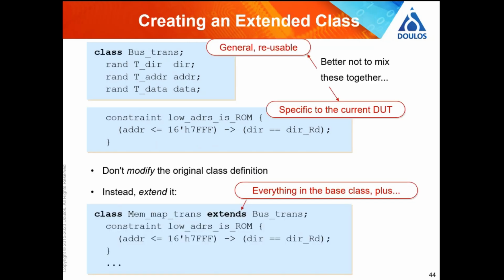And I think the final slide on SystemVerilog itself, the next thing you would do, object-oriented programming gives you what's called inheritance, where instead of adding that constraint to the original class, you take the original class.